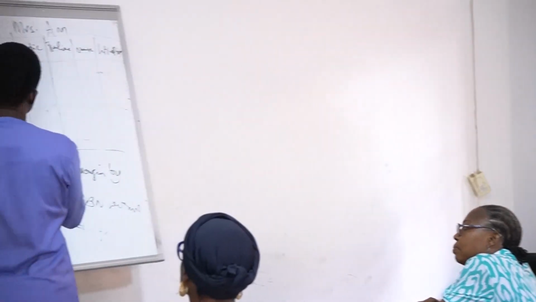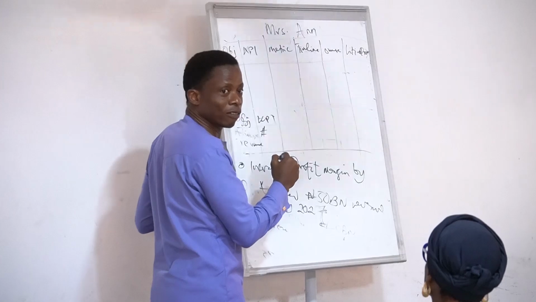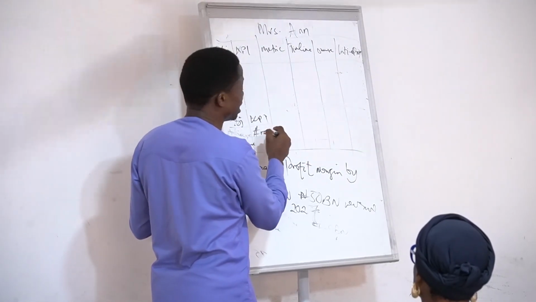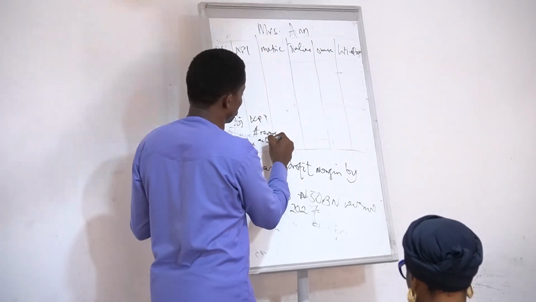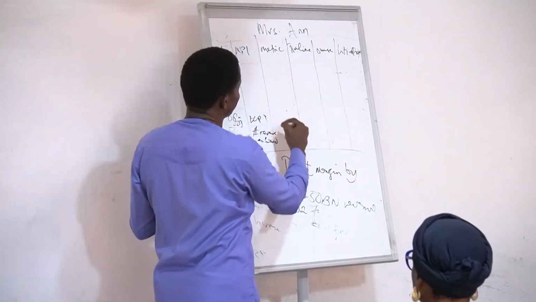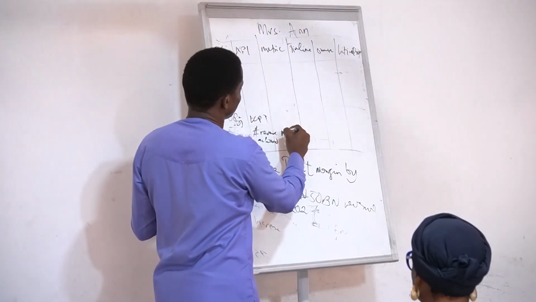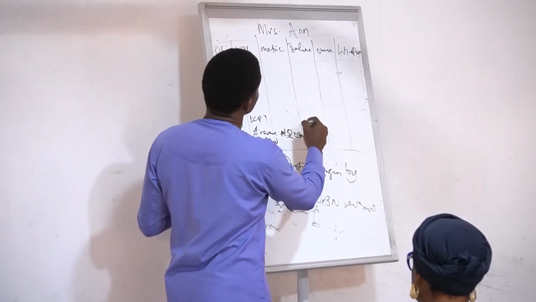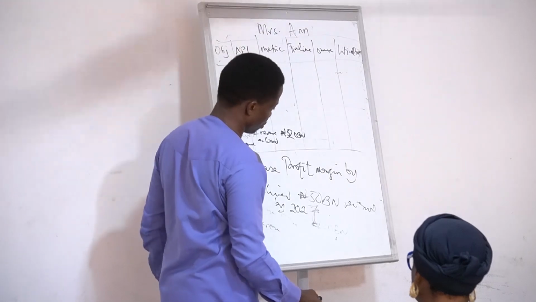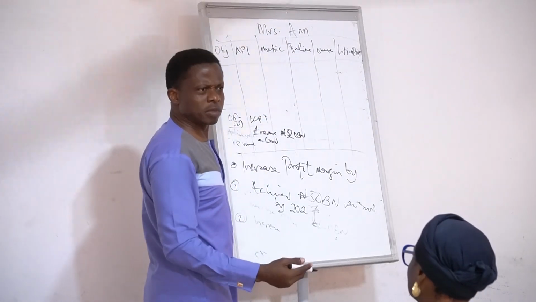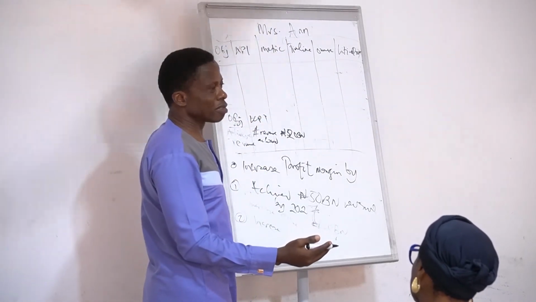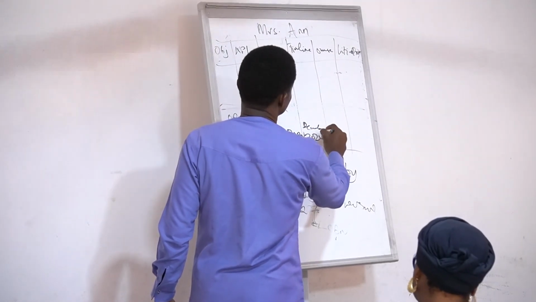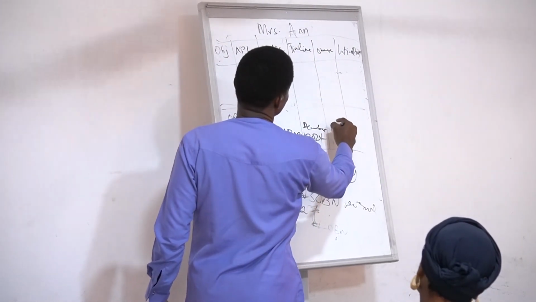KPI: amount of revenue, is it realized or achieved? Let's use achieved. Metric, what's the metric now? 20 billion. Timeline. No, this year now, so that is December 2024. Owner: head of sales.